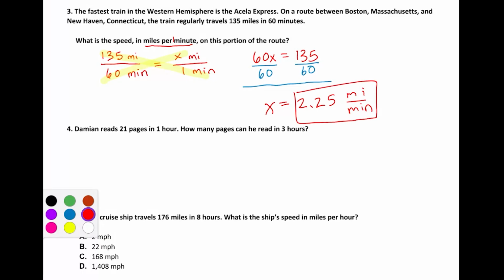Make sure that you're keeping track of your units. It can be tempting, once you get that x equals, to go ahead and box your answer. But this whole unit is about measurement. And so I really want to emphasize the importance of keeping track of your units, because 2.25 miles per minute is not the same as, say, 2.25 kilometers per hour or meters per minute or anything like that.